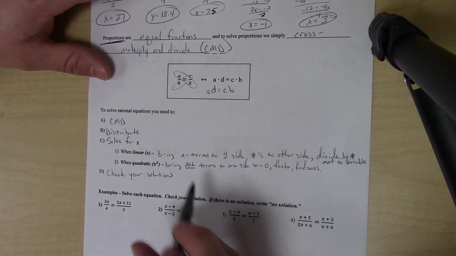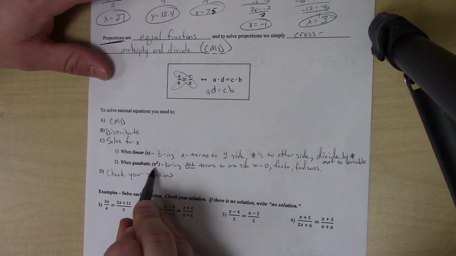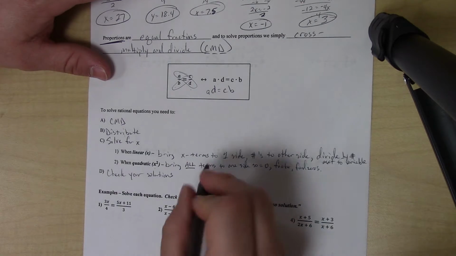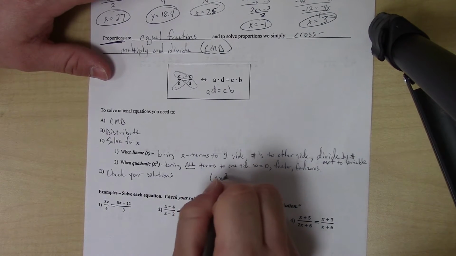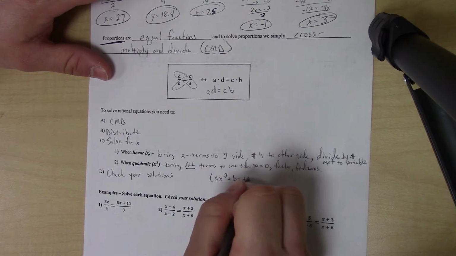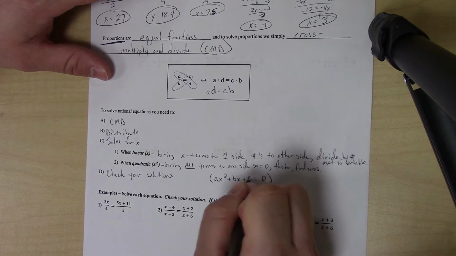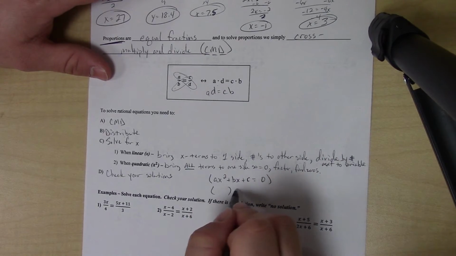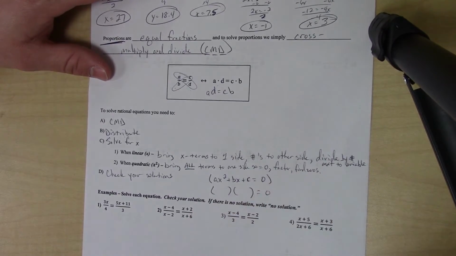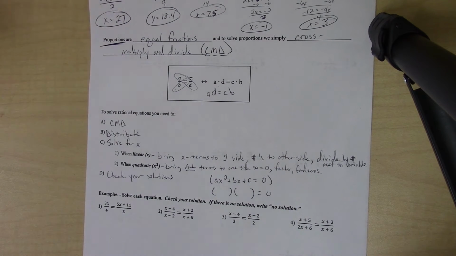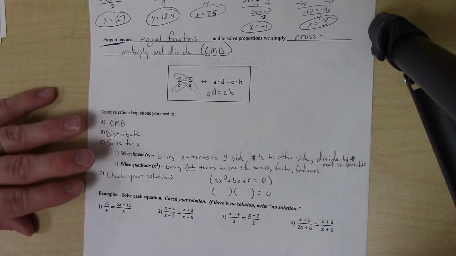When it is quadratic, in other words, you get an x squared that you need to solve for, you've got to bring all the terms to one side, so really you're going to have it in this form. It's going to look like that, and then you can factor it from there, okay, and set those factors equal to 0. That's what we did. Okay, let's look at a couple of examples of what I'm talking about.